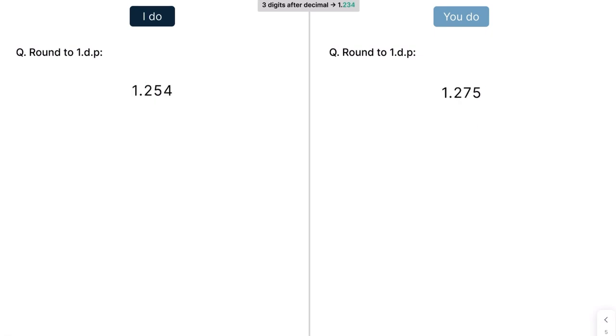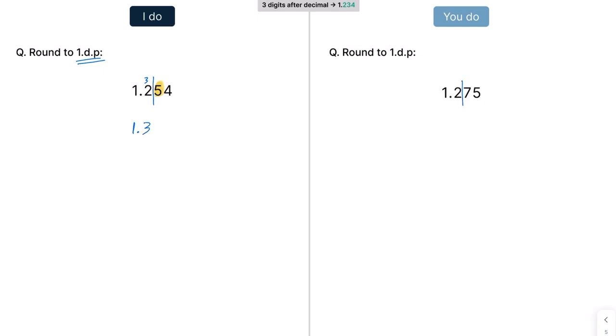Moving on, we now have 3 digits after the decimal place, but it's the same rules. It says round to 1 decimal place, go to the first digit after the decimal place and draw a line. Then look at your decider. So in this case, the decider is 5. So that means you're going to round the 2 up to a 3. So our answer becomes 1.3 to 1 decimal place.